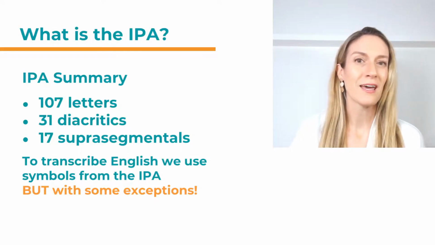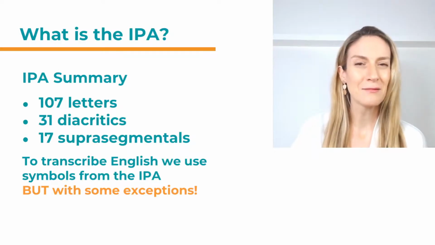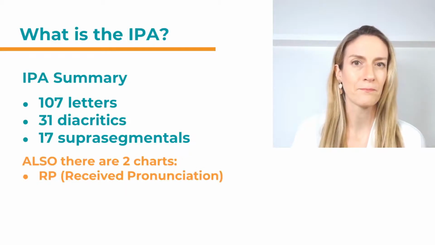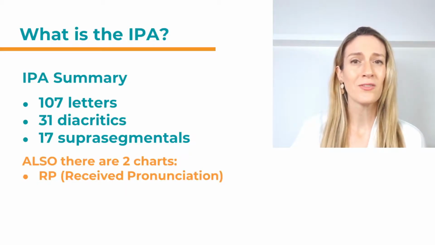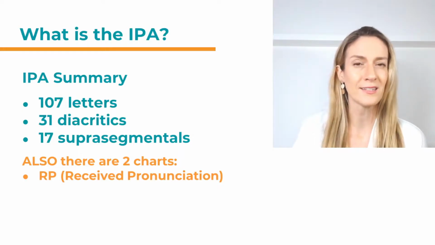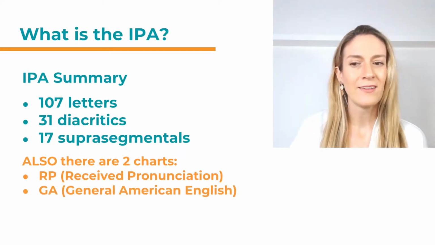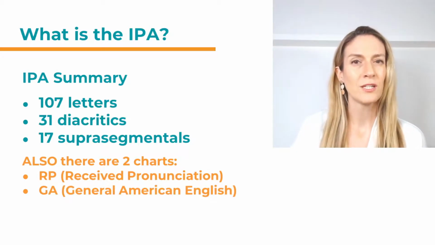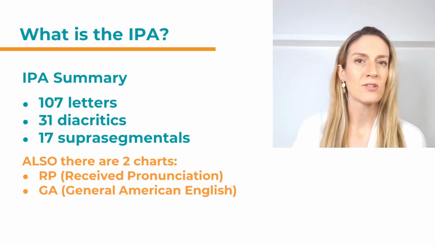So you will notice that, for example, the one we use a lot for British English is a little bit different. There's some symbols that look a little bit different to the ones from the IPA. And then also remember that there are obviously two charts. There's one for RP, that is received pronunciation, and is the standard from British English. And then there's GA, this is the General American English chart. And when you compare them side by side, you'll notice that there are some differences with regards to the sound symbols and the way they look.